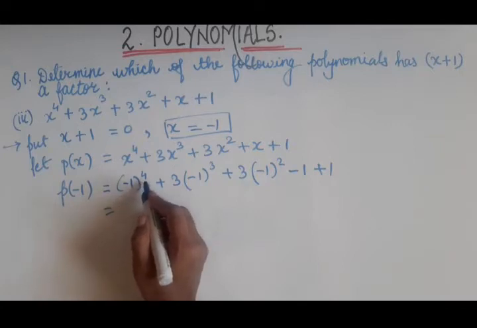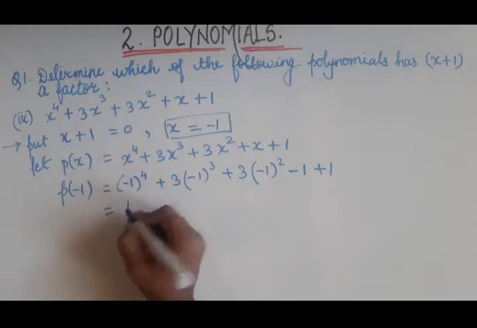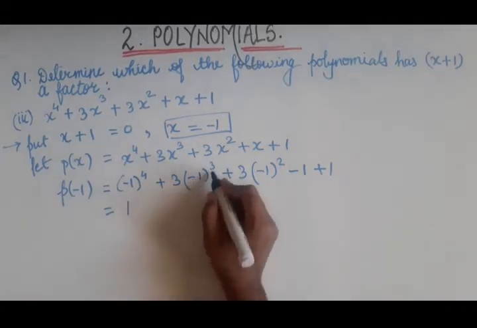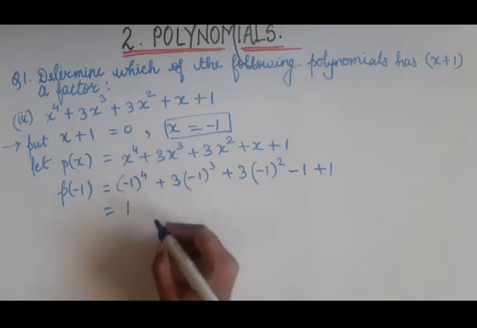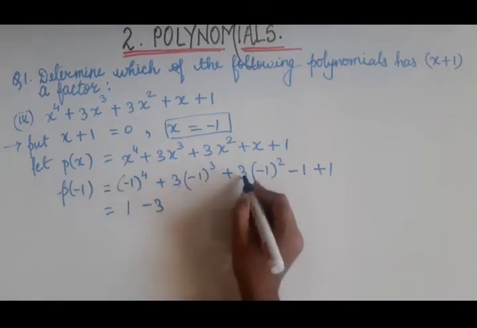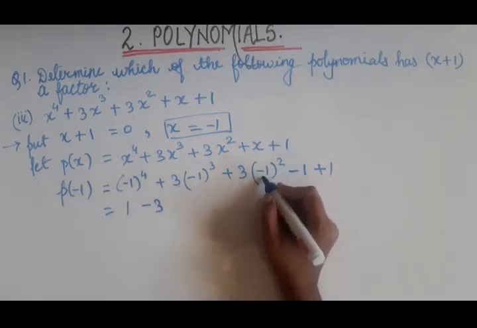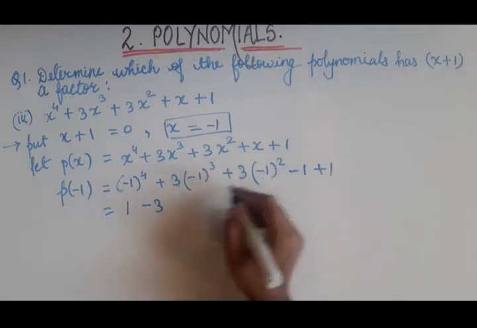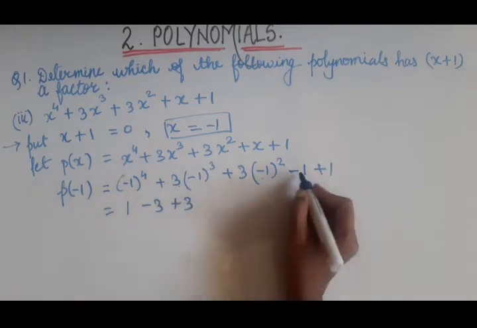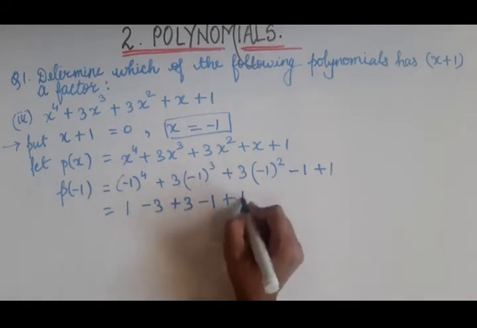Minus 1 raised to 4. Negative number raised to even power, so it will be 1 positive. Then minus 1 cube. Negative number raised to odd power, so the answer will be negative. So minus 1 cube will be minus 1, and minus 1 into 3 will be minus 3. Then minus 1 square. Power is even, so minus 1 square is plus 1. 1 into 3 will be 3, so plus 3. This minus 1 plus 1 as it is.